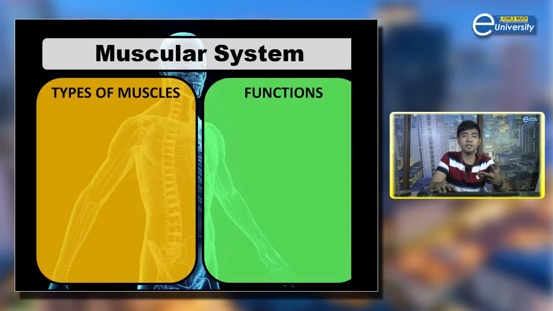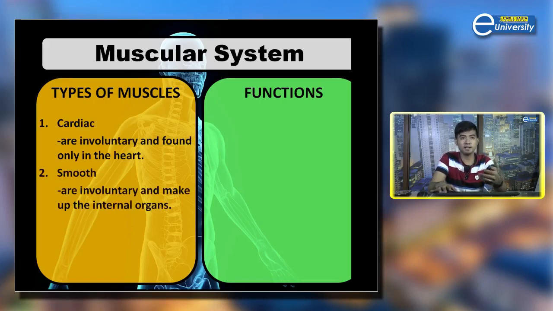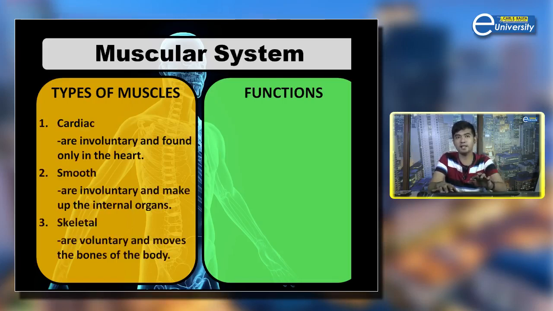Now we're going to deal with the muscular system, which coordinates together with the skeletal system. The muscular system consists of three types of muscles: the cardiac muscle, the smooth muscle, and the skeletal muscle. Cardiac muscle, as is obvious, is within the heart. Cardiac muscles are involuntary and found only in the heart, while smooth muscles are involuntary and make up the internal organs, especially the stomach and the small intestine. Skeletal muscles, of course, are the muscles attached to the bone. That's why they are called skeletal muscles. They are voluntary and move the bones of the body.